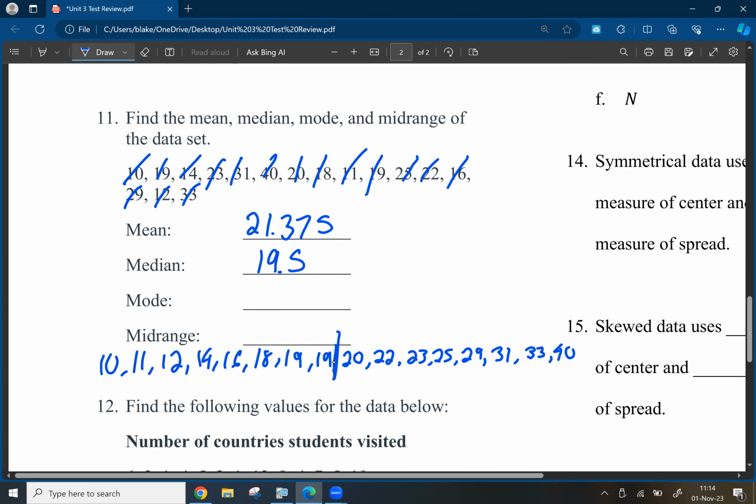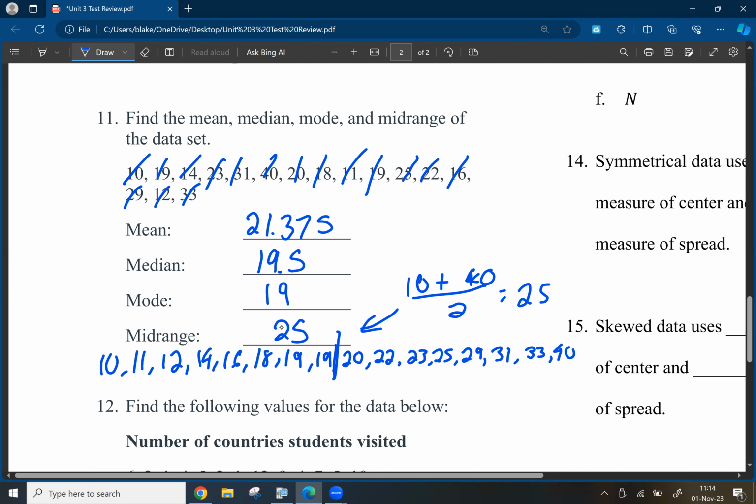The mode, the most reoccurring number, was 19. 19 occurred twice. No other number occurred twice. So 19 is the mode. And then the mid-range. Remember, the mid-range is to take the smallest number plus the largest number and divide by 2. So 10 plus 40 is 50. 50 divided by 2 is 25.